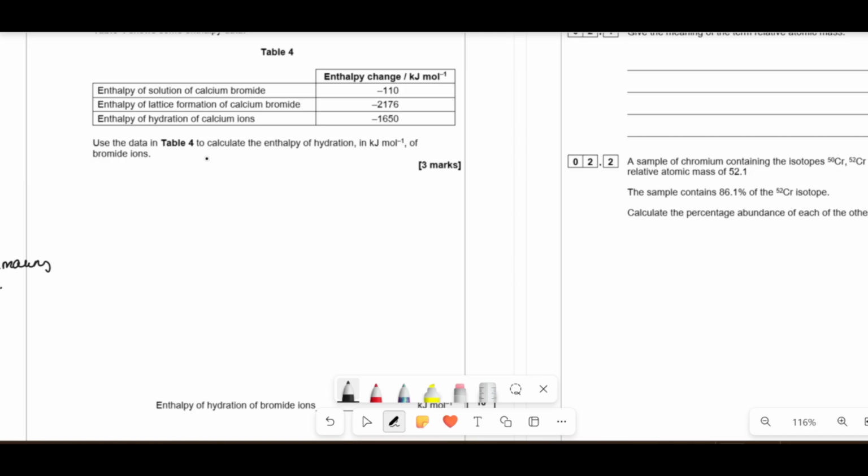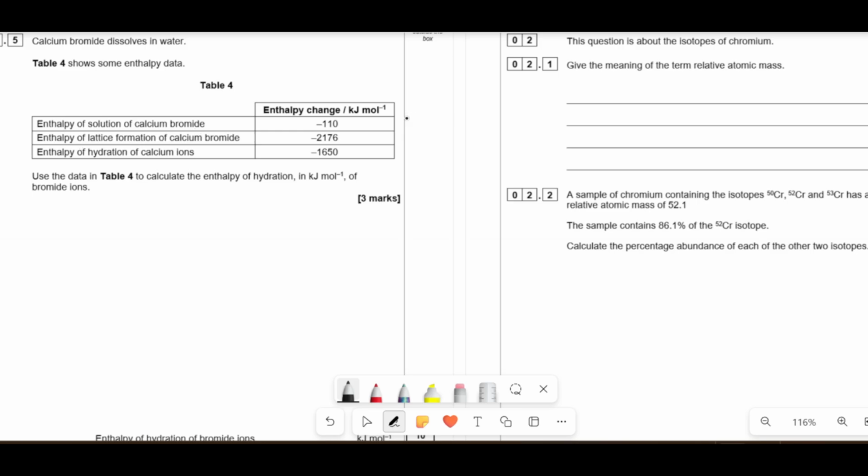So the question says, use the data in the data table to calculate the enthalpy of hydration of bromide ions. Fine. The question's told us the enthalpy of solution of calcium bromide, so we're going from a solid ionic lattice to aqueous ions. Here is the enthalpy of lattice formation of calcium bromide. The definition says 1 mole of solid ionic lattice made from its gaseous ions. So we're going from gaseous ions to solid ionic lattice. Enthalpy of hydration is where you're going from gaseous ions to aqueous ions. So then you need to look at these and think what you could do to make a cycle out of that.